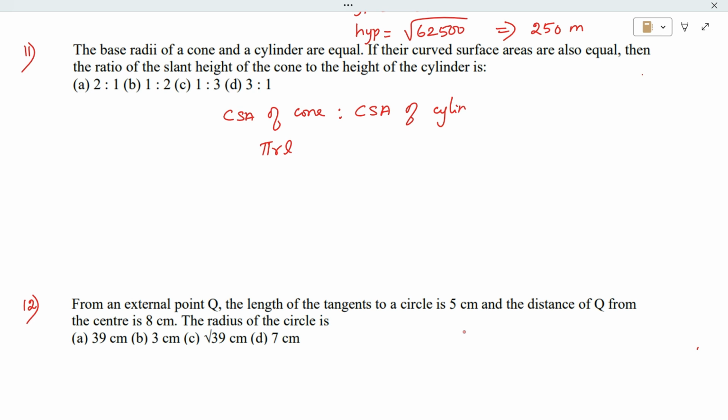So what is the CSA of cylinder? That is 2 pi RH. Pi and pi get cancelled, and they said equal radii, so R and R get cancelled. So L is to 2H. I need to find the ratio of slant height to the height of the cylinder, isn't it? So L by H, bringing H to the other side, is 2. That is 2 by 1, isn't it? So L is to H is nothing but 2 is to 1. The option is A.